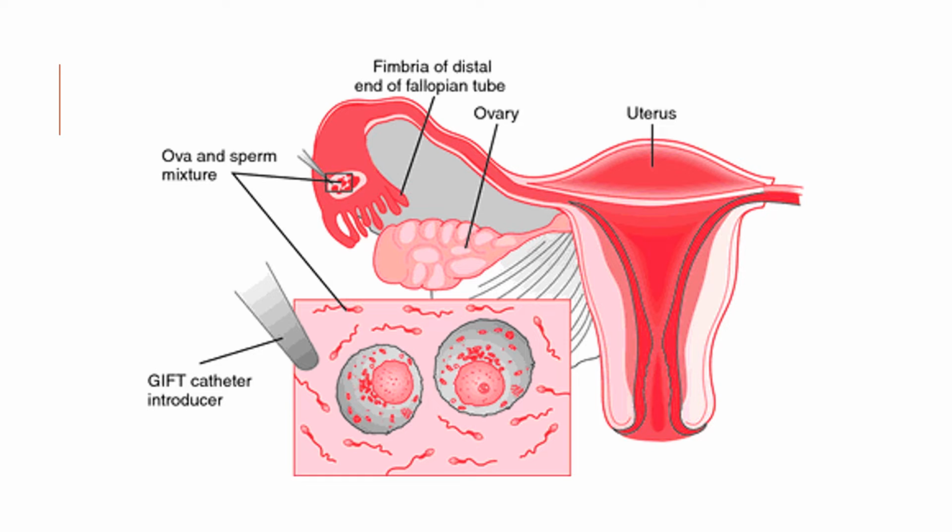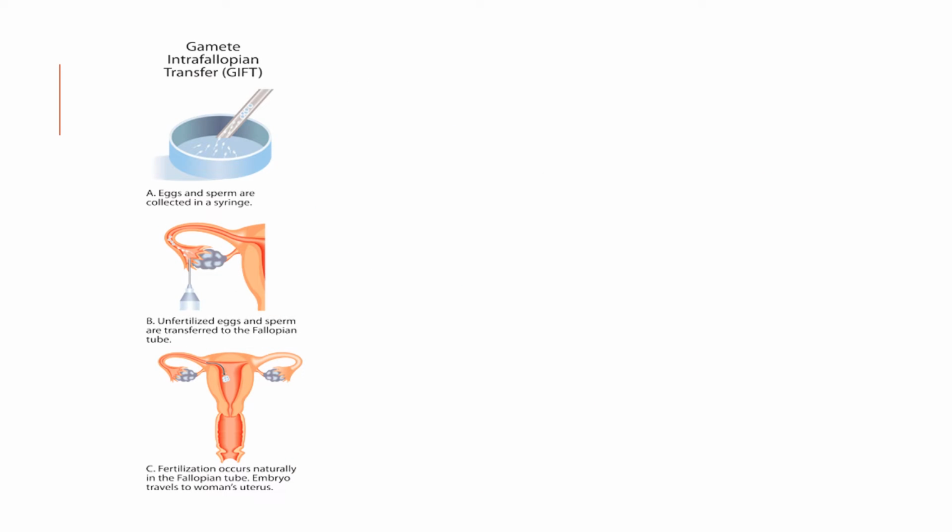It is more invasive. A small cut is made in the female's body for injecting these sperms and eggs back in the body. So you can see there's a small use of a syringe to insert those eggs and the sperm back in the fallopian tube.